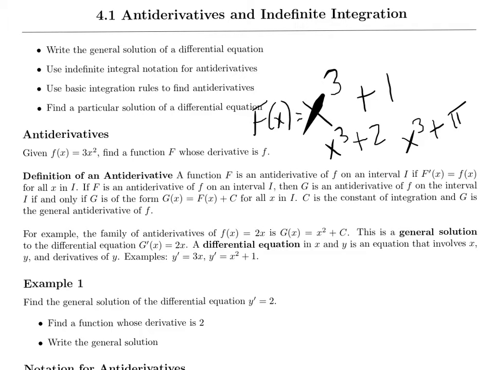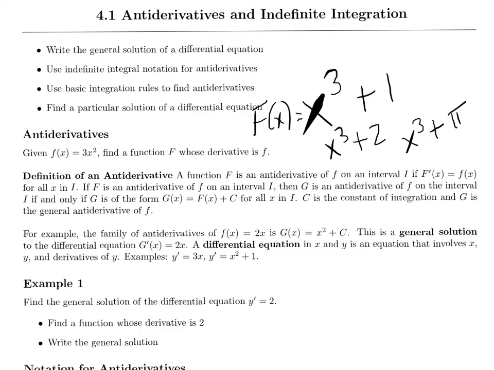It's really important to be specific with your language. You wouldn't necessarily say that x cubed is the antiderivative. It is an antiderivative. It's one of many. So here's our official definition. A function, big F, is an antiderivative of little f on an interval I if the derivative of big F is equal to little f for all x in I.